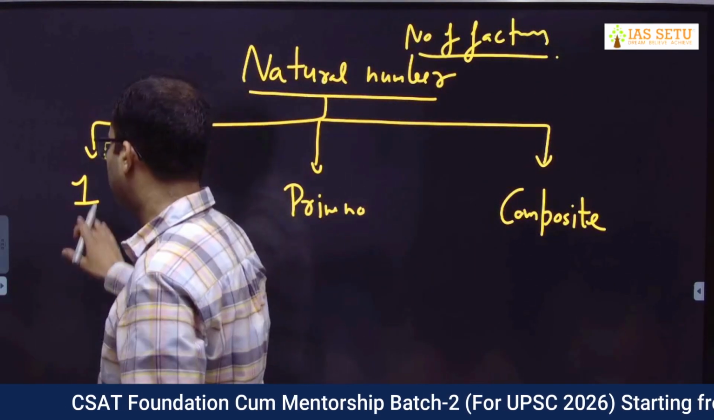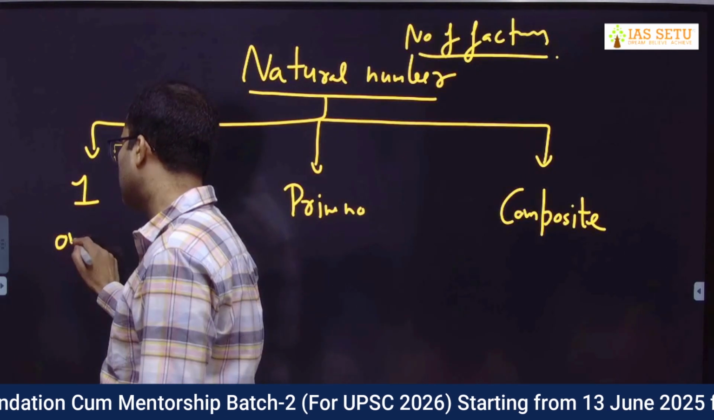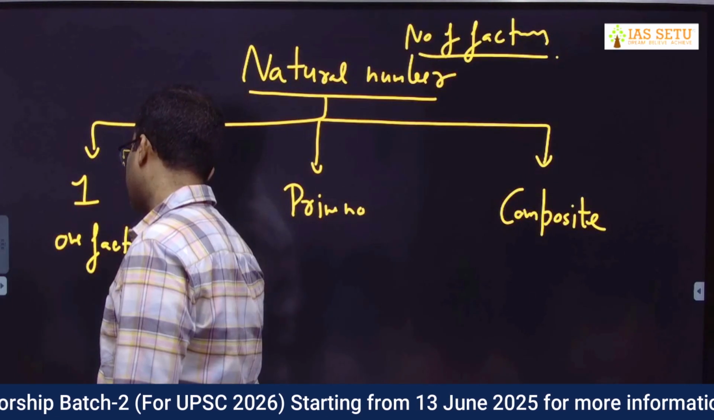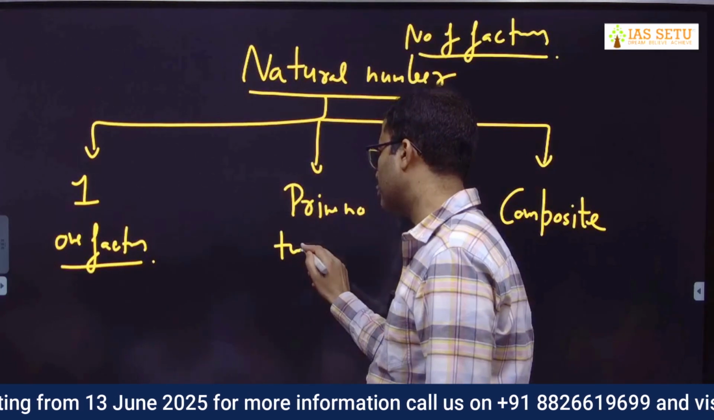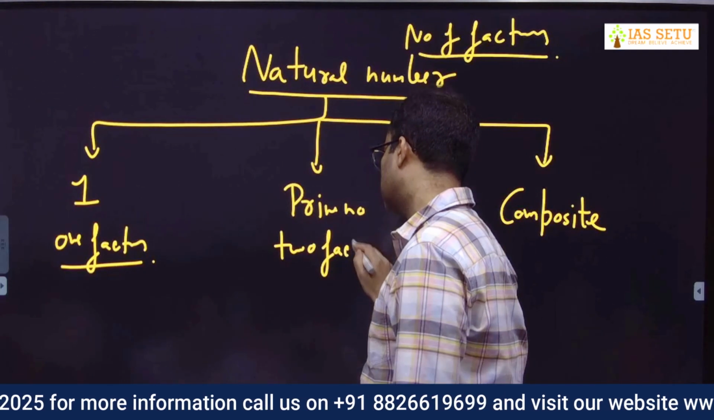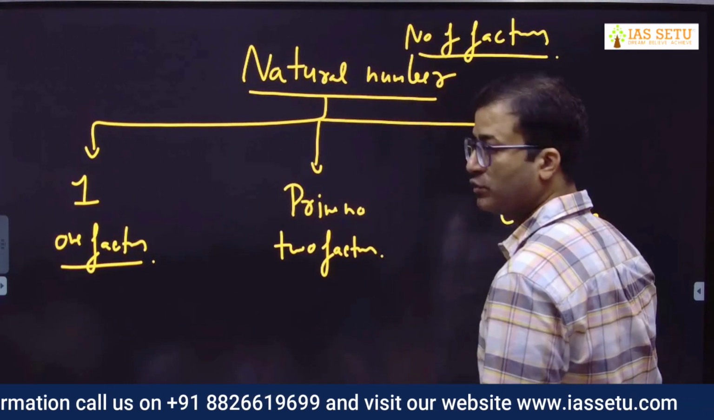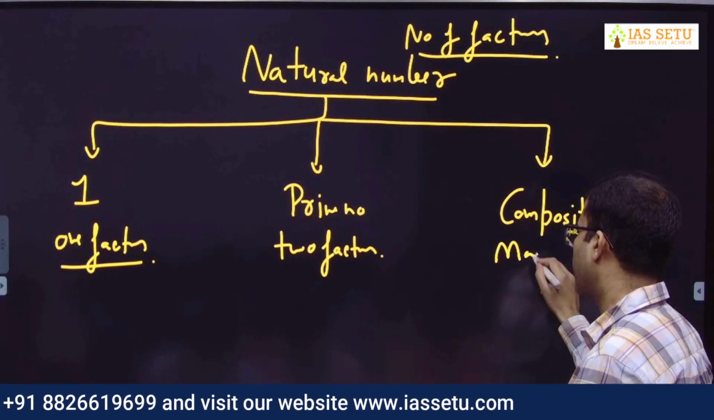How come one number of factor? One has only one factor. Then we have some natural numbers which have exactly two factors. And then we have other natural numbers which have more than two factors.